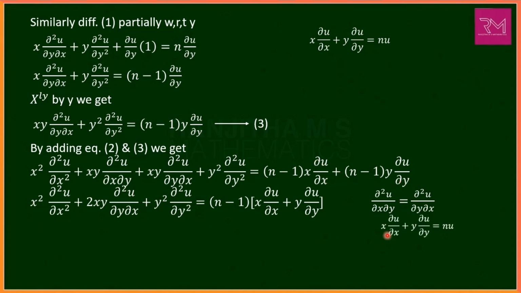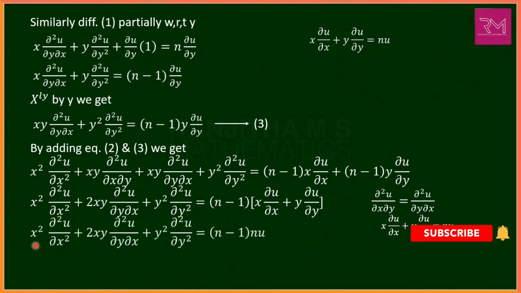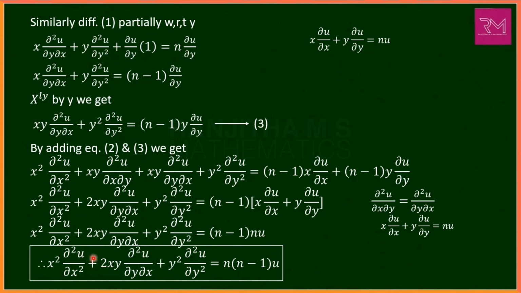We know that x into ∂u/∂x plus y into ∂u/∂y becomes n into u. Substitute this value as nu. We get x squared into ∂²u/∂x² plus 2xy into ∂²u/∂y∂x plus y squared into ∂²u/∂y², which is equal to (n minus 1) into n into u. So we get x squared into ∂²u/∂x² plus 2xy into ∂²u/∂y∂x plus y squared into ∂²u/∂y², which is equal to n into (n minus 1) into u.